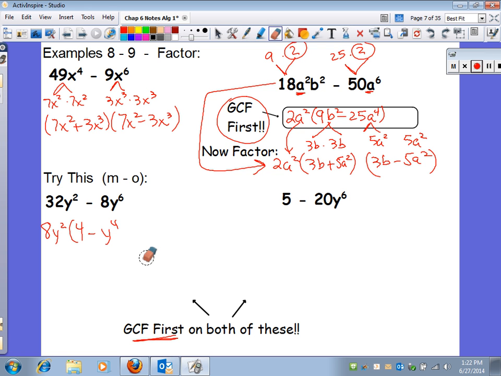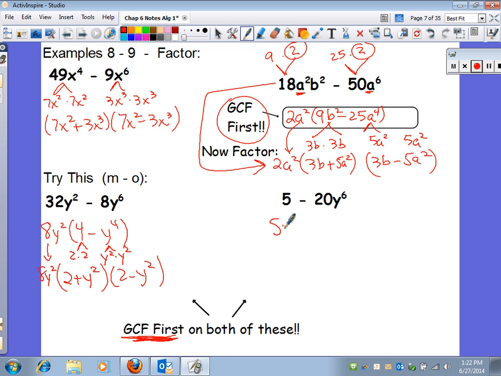Let me get rid of this parentheses and put it closer. This is now 2 times 2, it's a perfect square. And this is y squared times y squared, it's a perfect square. So 2 plus y squared, 2 minus y squared, and we have our GCF of 8y squared out front. So the GCF had to come out first in order for me to break it down into the 2 parentheses. If I didn't, these are not perfect squares until I broke it down.